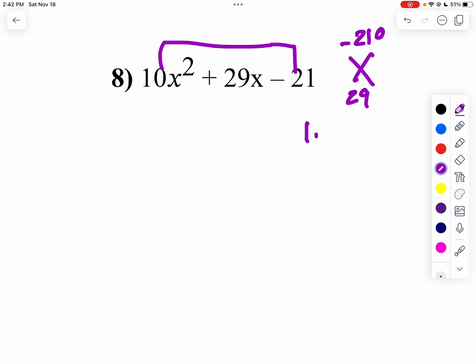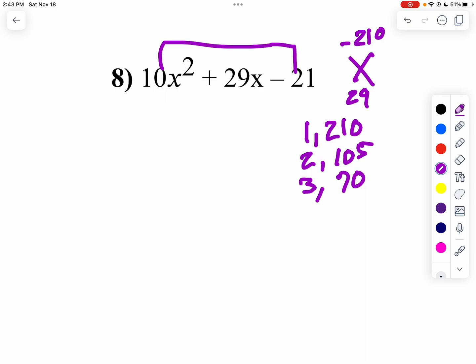So 1 and 210, well, that subtracts to 209. We can see that's not going to work. 2 and 105, that subtracts to 103. 3 goes into 210 70 times. So 70 minus 3, that's 67. I'm getting closer, but I'm not there.